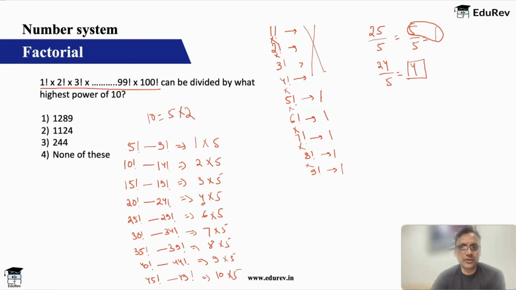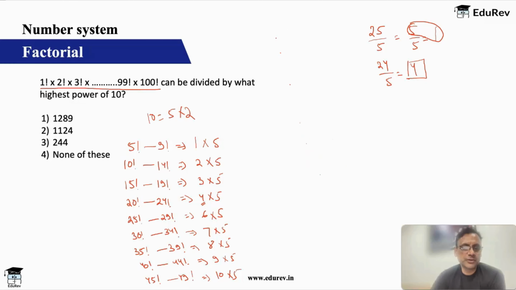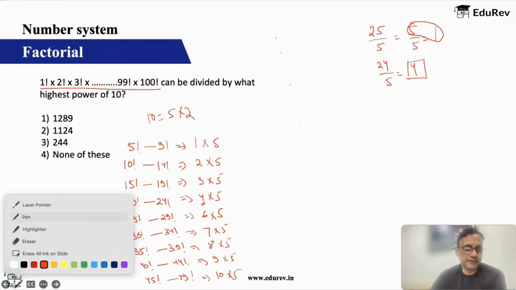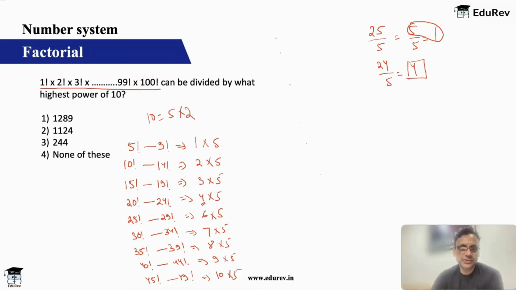So this is a slightly longer solution, but all your concepts will get clear here. Then we come to 50 factorial. Same thing will happen which happened in 25 factorial. It will jump. So after 10, you'll not get 11 fives, you'll get straight 12 fives. And we can check that 50 by 5 is 10, and 10 by 5 is 2. So you'll get 12.